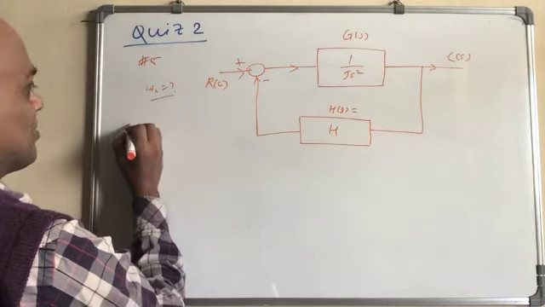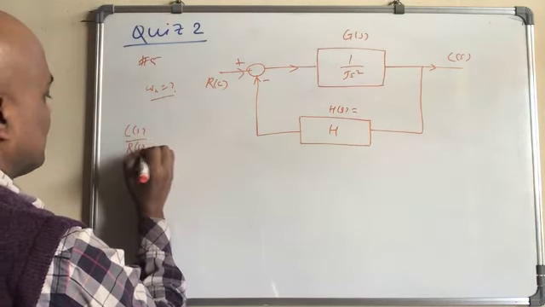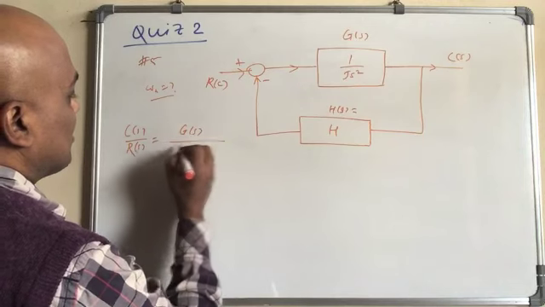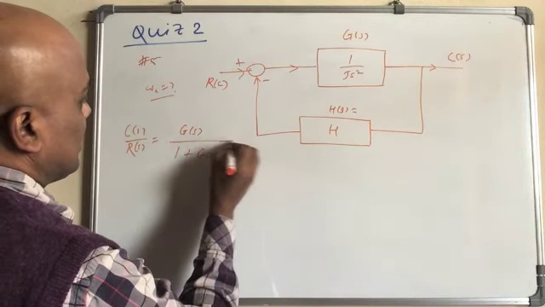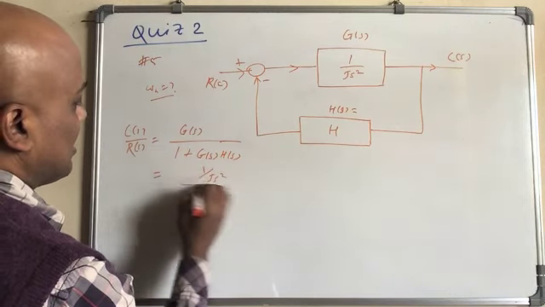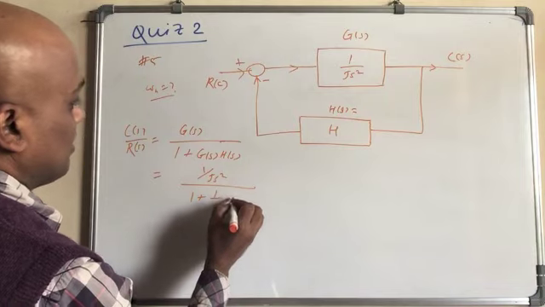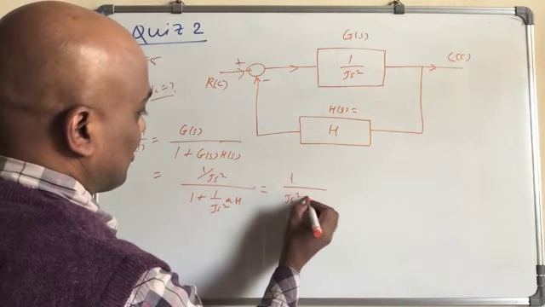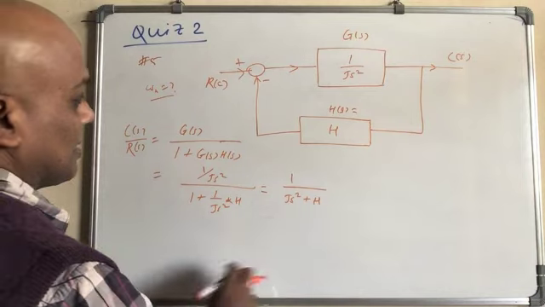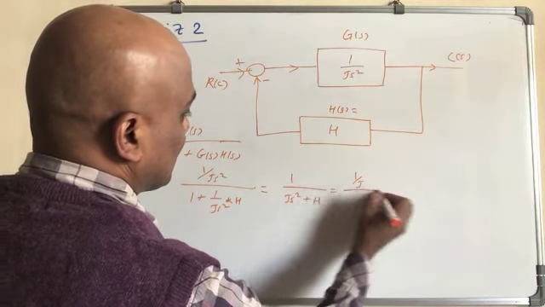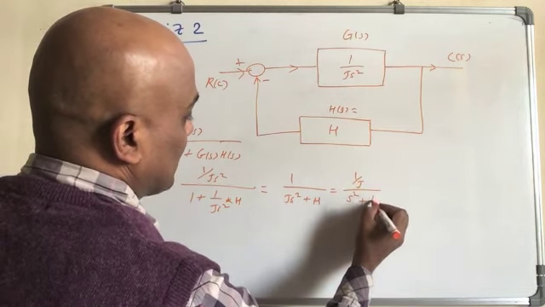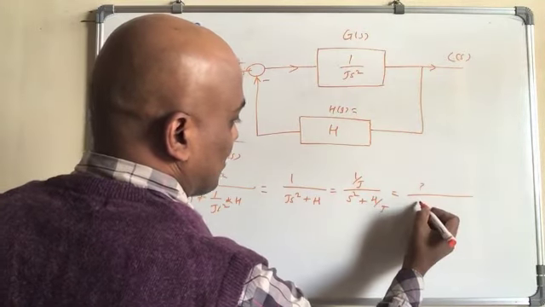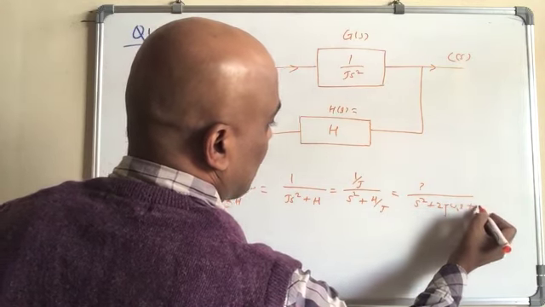This is R(s). The closed loop transfer function C(s) over R(s) we know will be equal to G(s) divided by 1 plus G(s) multiplied by H(s). And here G(s) is 1 over Js squared, divided by 1 plus 1 over Js squared multiplied by H(s), which is just H, a constant. So we get 1 over Js squared plus H, which is 1 over J times s squared plus H over J, which is of the form s squared plus 2 zeta omega n s plus omega n squared.